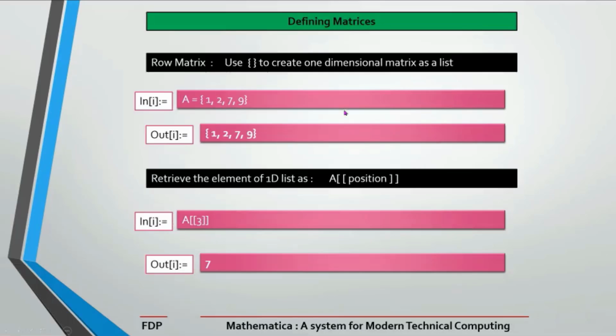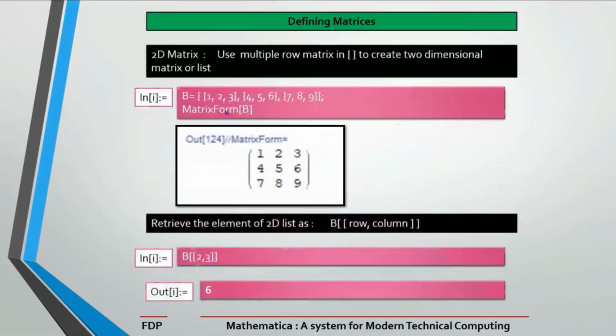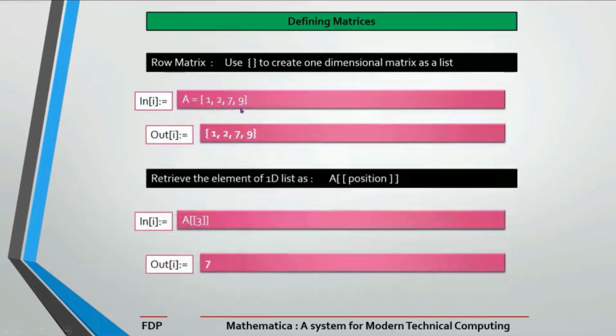So you can see here I have created one matrix, row matrix A. Basically that is 1 2 7 9, and your output will be like this. If you want to retrieve any element from this particular row matrix, the way of doing it is that you have to put the name of the matrix. I have designated the capital A as my matrix, and the double square brackets are needed, right?